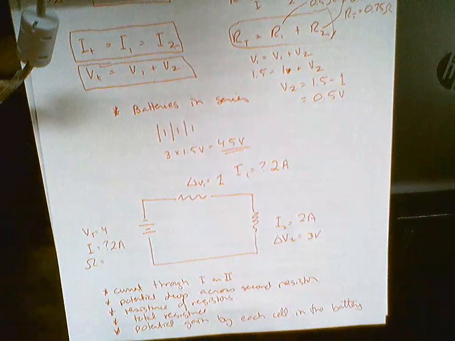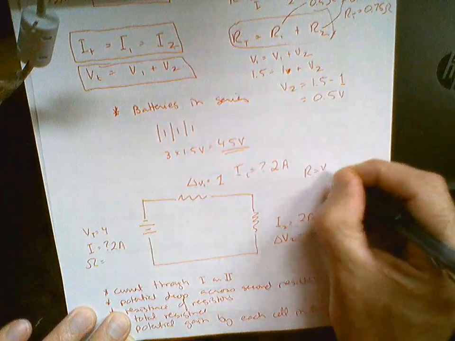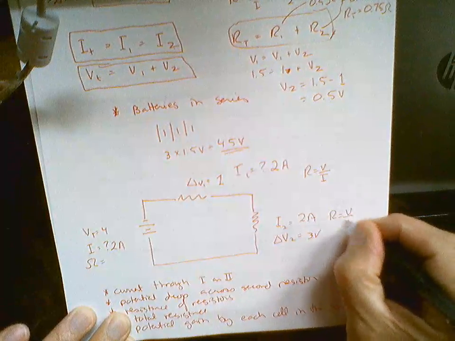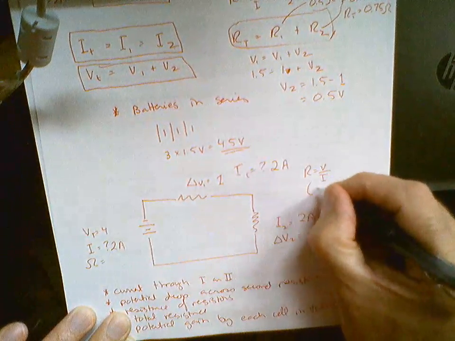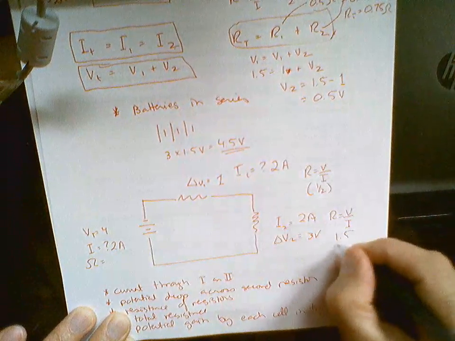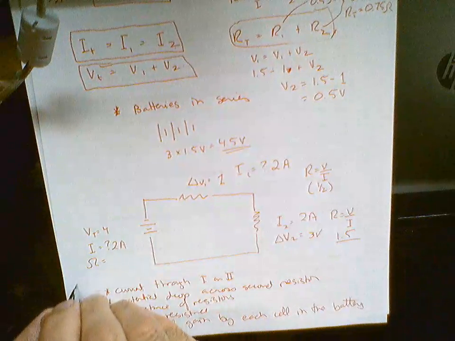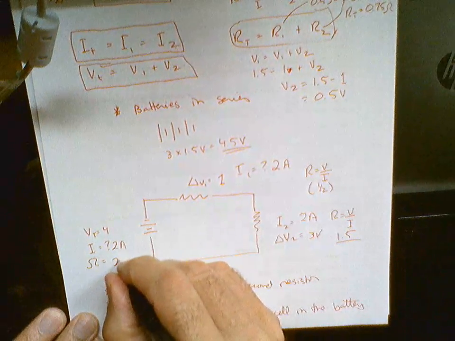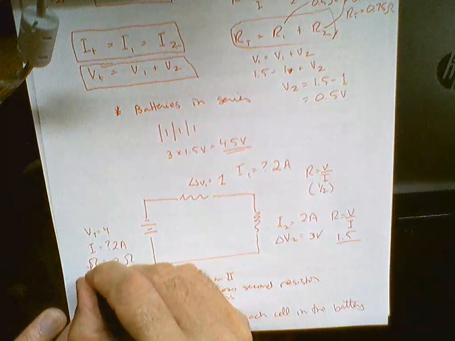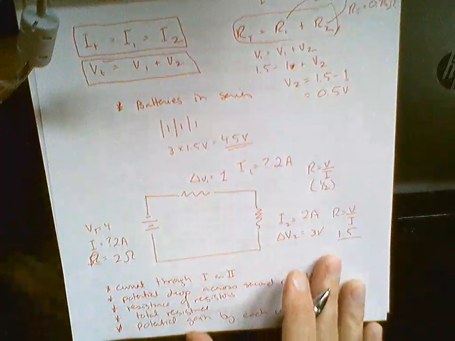If we want to get our resistance, we go volts over amps, volts over amps. So that would be 1/2, and that would be 1.5, and we would have 2 volts or 2 ohms of resistance total within the system.